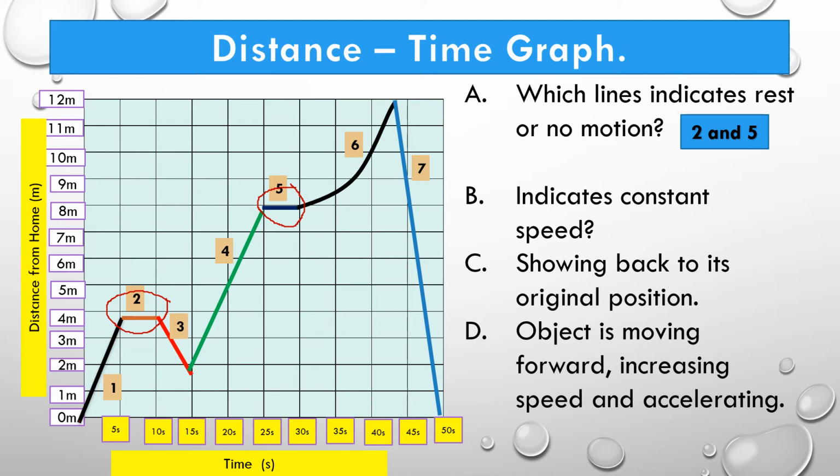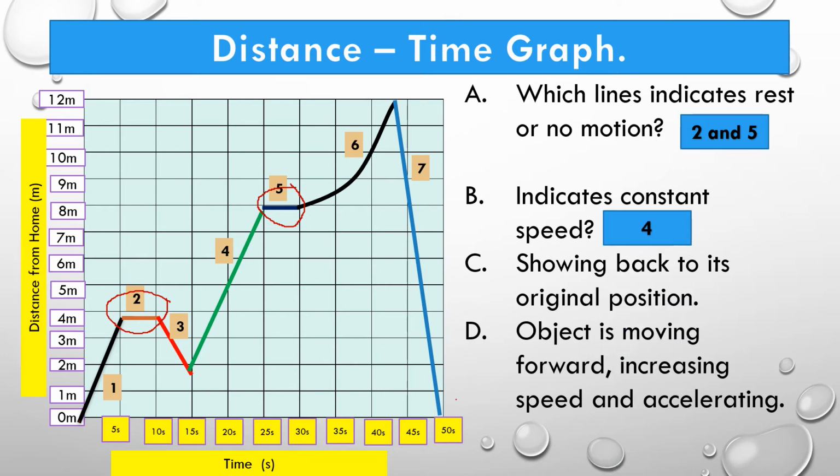Okay? Letter B, indicates the constant speed. Alin dyan ang constant speed? What line? Isa lang. Okay, sabi ni Neil, it's 4. Okay, very good, Neil. Okay, our constant speed is number 4. Okay, paano siya? Pataas, straight line. Okay, very good, Neil. Okay, next.